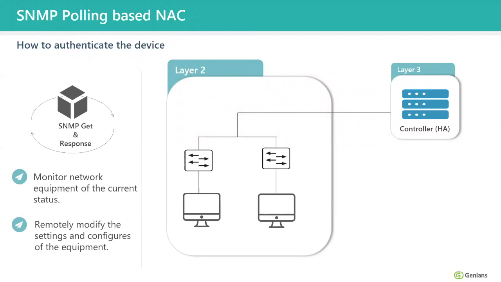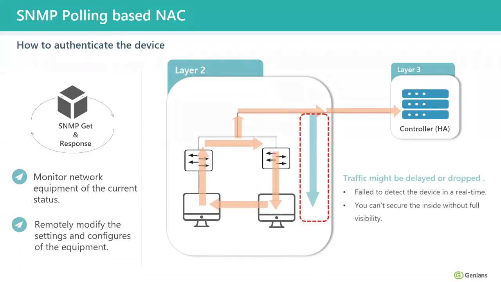Please take a look at the SNMP Polling adaptive NAC deployment. There are two zones, layer 2 and layer 3. In layer 2, there is a lot of traffic transmitting in real time. With regular SNMP Polling, the traffic on layer 2 is transmitted to layer 3, where the controller is located. However, some of the traffic may be delayed or dropped. If you fail to detect the devices in real time, you cannot secure the inside without full visibility.